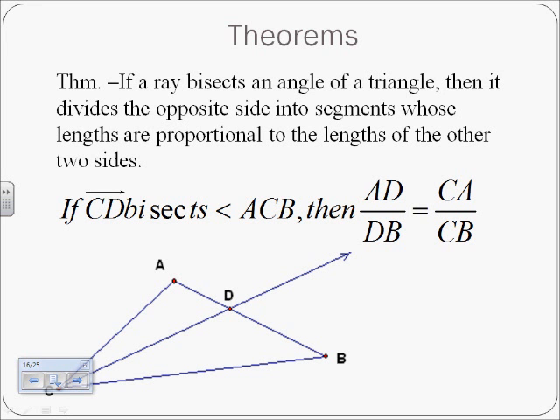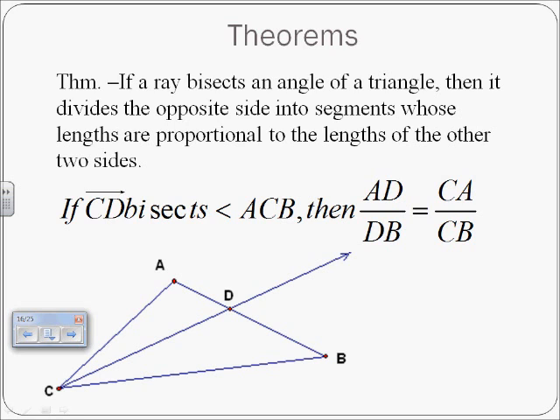Alright, next theorem. The theorem states, if a ray bisects an angle of a triangle, then it divides the opposite side into segments whose lengths are proportional to the lengths of the other two sides. This is a specific example. If CD bisects angle ACB, then AD over DB is equal to CA over CB. So this is if a ray bisects an angle of a triangle, then it divides the opposite side into segments whose lengths are proportional to the lengths of the other two sides.